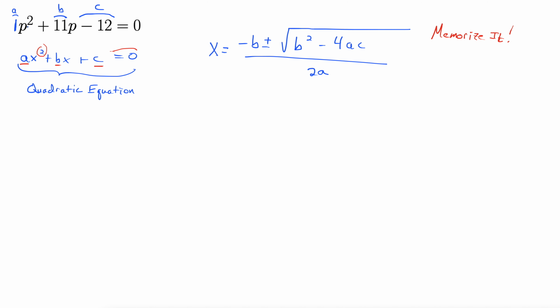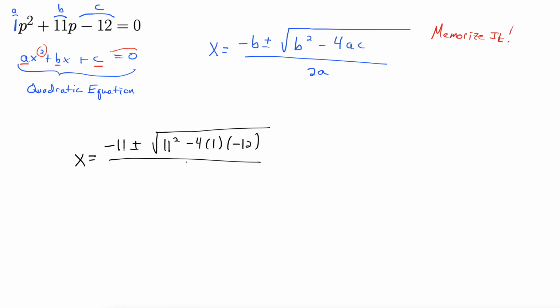Make sure you include the sign with the coefficient. We call these coefficients. All right, here we go, let's solve this out. We have x equals negative b, negative 11, plus or minus the square root of b squared, 11 squared, minus 4 times a, which is 1, times c, which is negative 12. Be really careful with your negatives in these quadratic equations, all over 2a, which is 1.